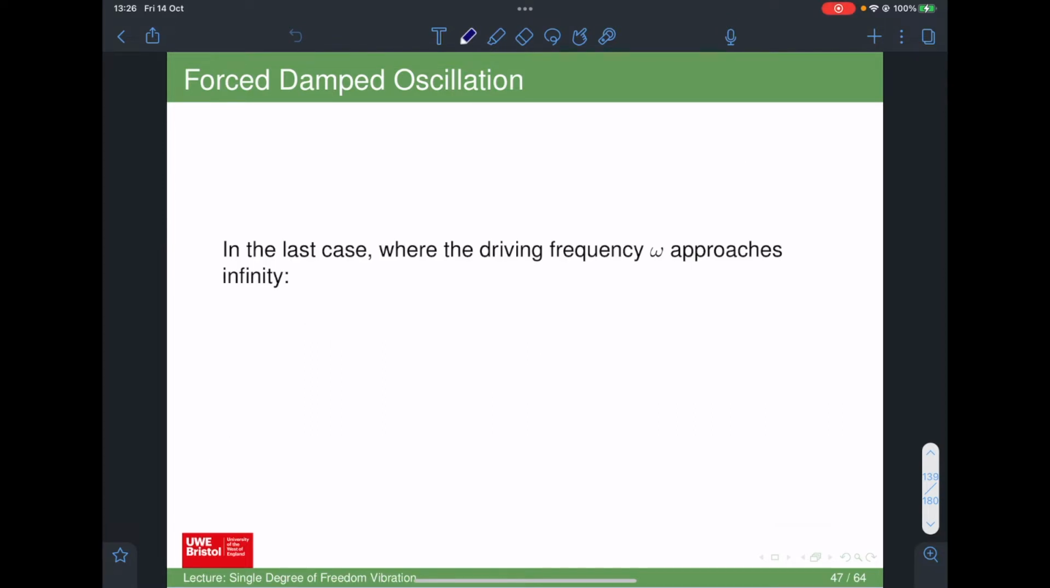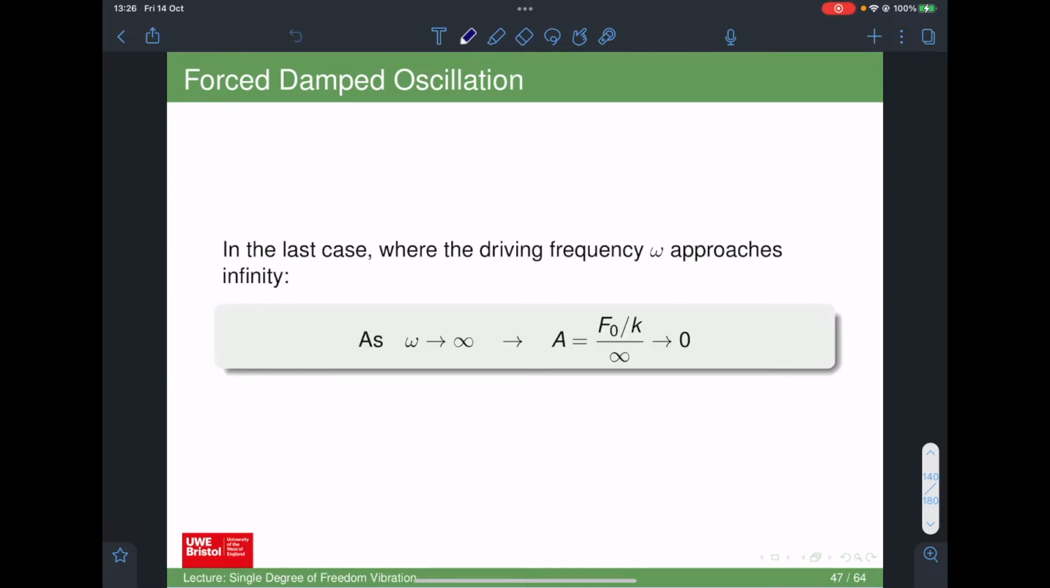In the last case, where omega, your driving frequency, approaches infinity, so it gets very, very large, what's on the denominator of that equation is basically infinity, so the amplitude reduces to 0. The thing's being shaken so fast that there's no time for the inertia to respond, and so you end up with 0 displacement.